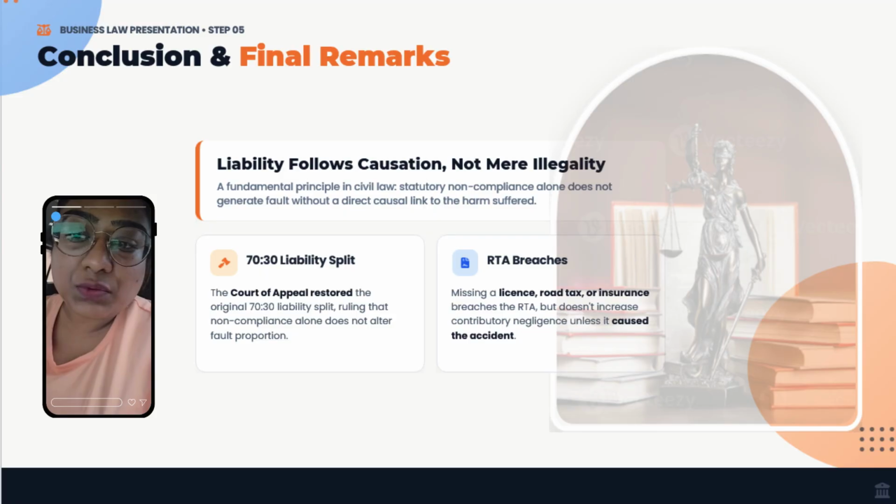Since there was no causal link between those breaches and the accident, the additional 30% liability imposed by the High Court was set aside. The original 70-30 liability split was restored, and while the income claim failed for lack of evidence, the appellant was awarded RM50,000 for loss of earning capacity.